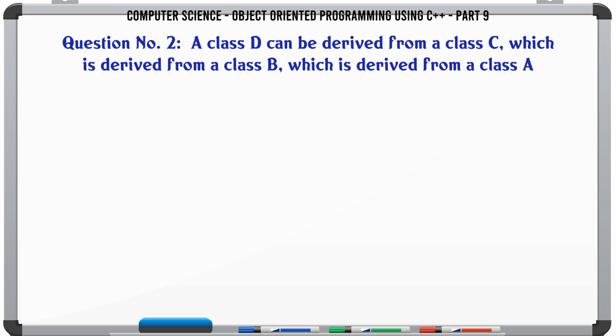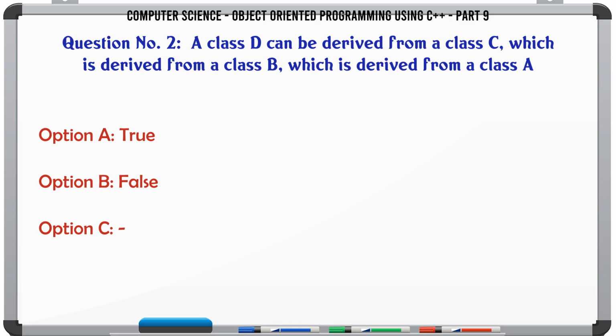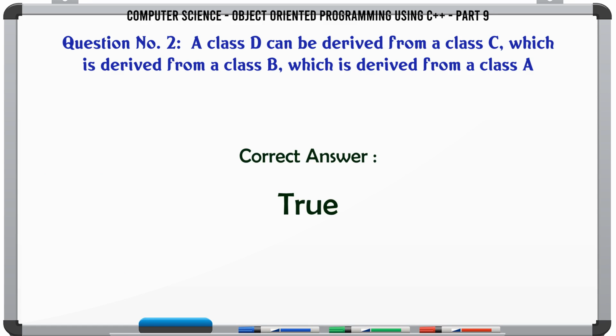A class D can be derived from a class C which is derived from a class B which is derived from a class A. A. True, B. False. The correct answer is true.